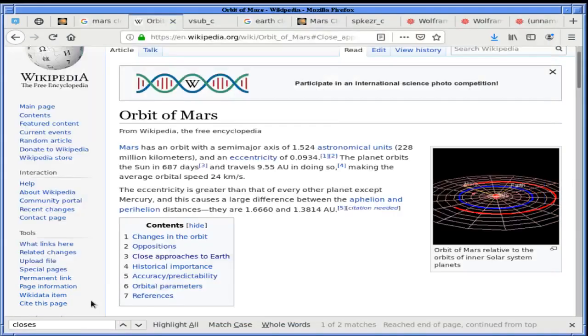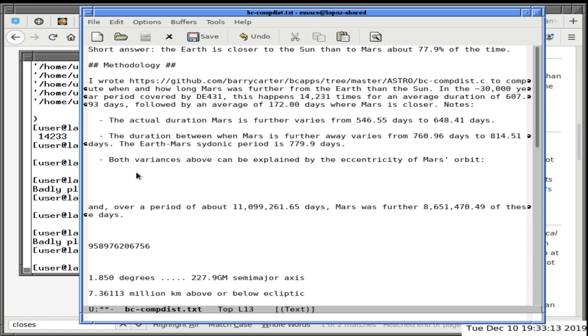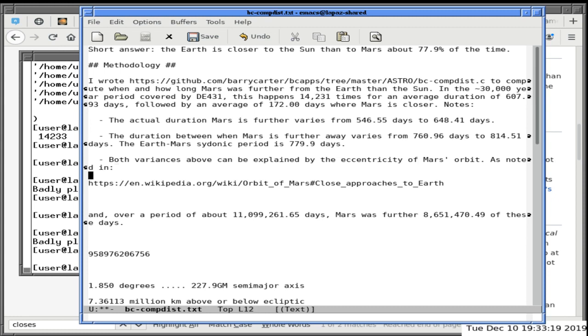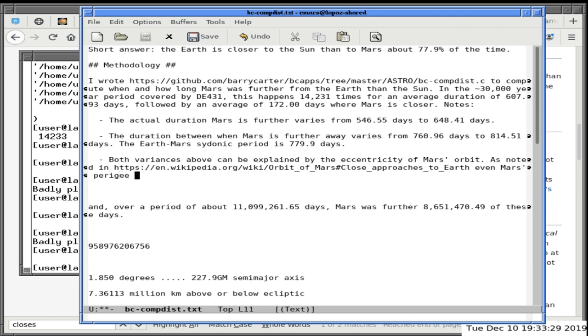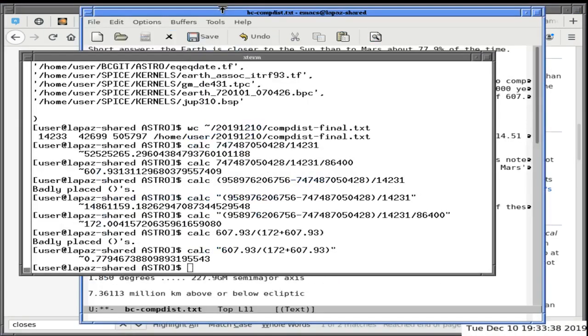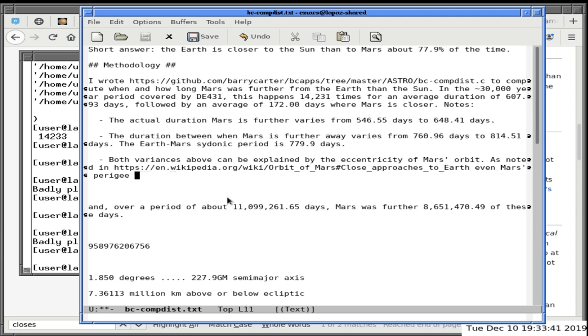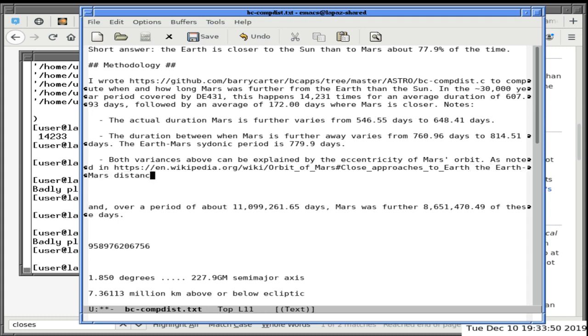And here we'll just quote the Wikipedia page. We might want to do Mars' orbit. As noted in this, we'll just do this in line. Even Mars' perigee varies from, I don't want to say that, that's not actually accurate. We're just going to say that this is the Earth-Mars distance when the Sun-Earth-Mars are lined up.